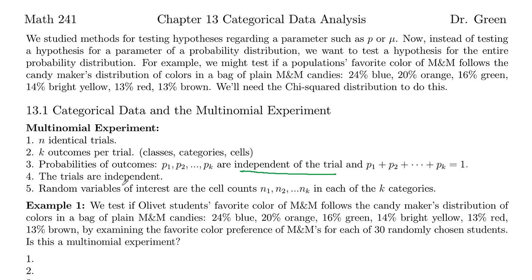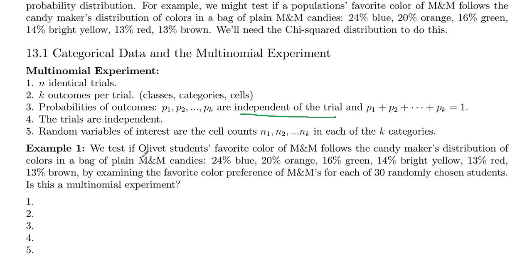Number 4, trials must be independent. And then number 5, your random variables of interest are going to be the cell counts or the category counts, N1 through Nk in each of those k categories. So going back to our M&M example here, let's say that we test if Olivet's students' favorite color of M&Ms follows the candy maker's distribution, which we had above, 24%, 20, 16, 14, 13, and 13. And we're going to do that by examining the favorite color preference of M&Ms for each of 30 randomly chosen students. We want to know, is this a multinomial experiment?